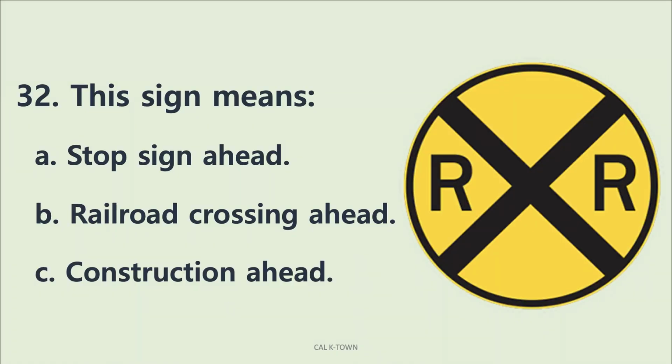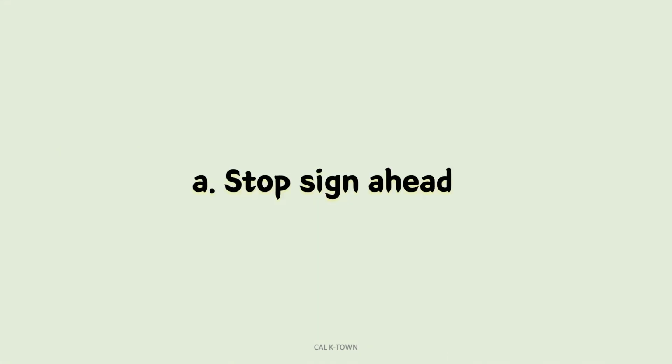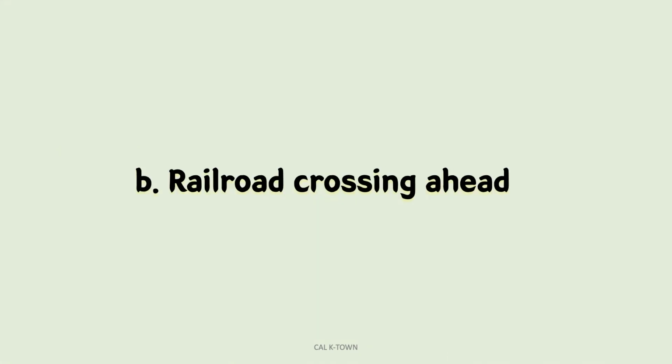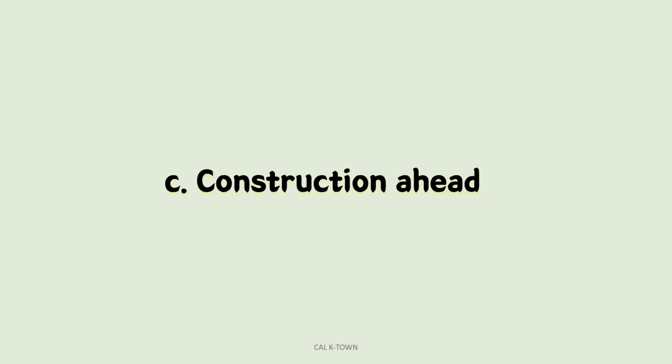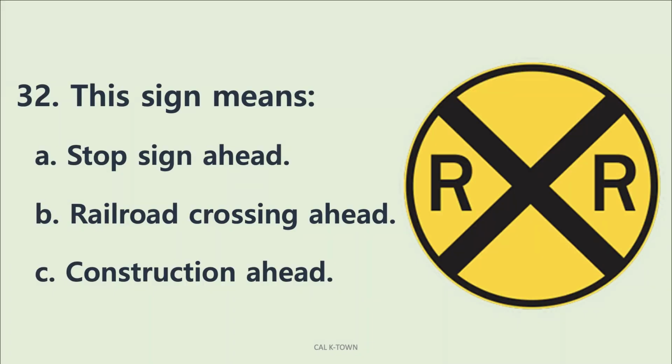32. This sign means A. Stop sign ahead. B. Railroad crossing ahead. C. Construction ahead. The answer is B. Railroad crossing ahead. A round sign always indicates that you are approaching a railroad crossing.